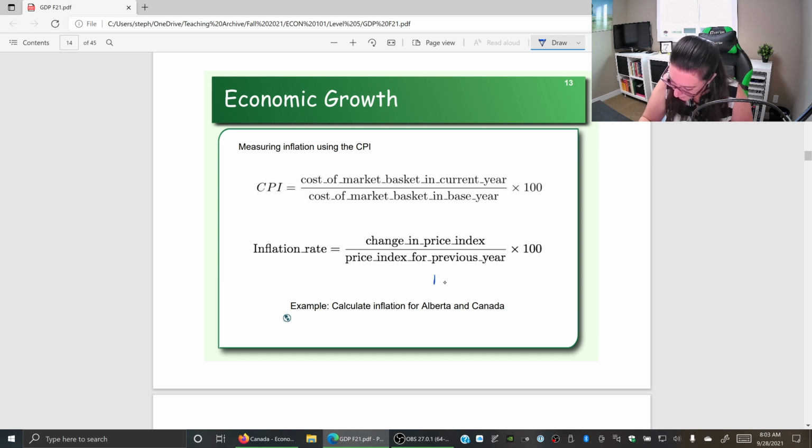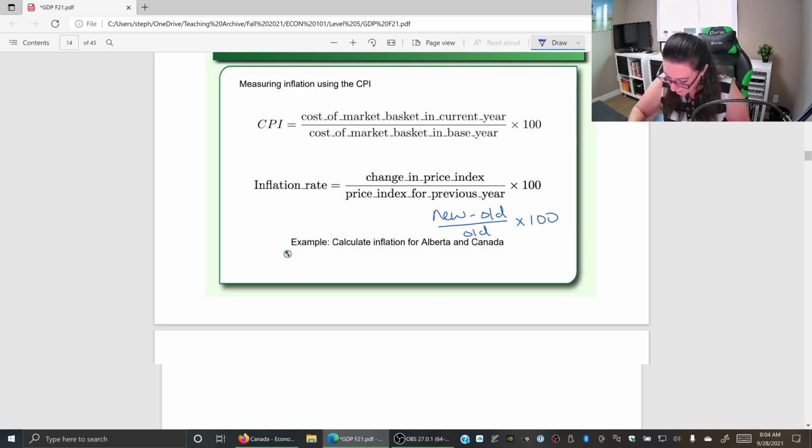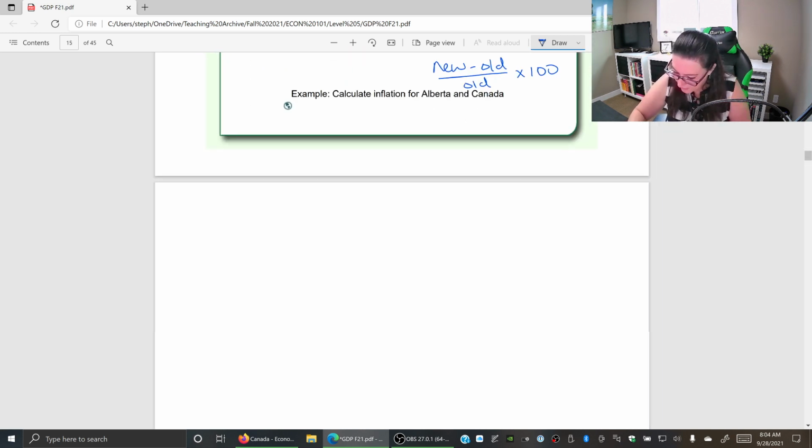Let's just write that down quick. New minus old divided by old times 100. So let's look at some Statistics Canada data and calculate the inflation rate using CPI, and then we'll go find the GDP deflator and we can compare. We talked in the previous video about the differences between GDP deflator and CPI, so let's see if they give us similar inflation rates.